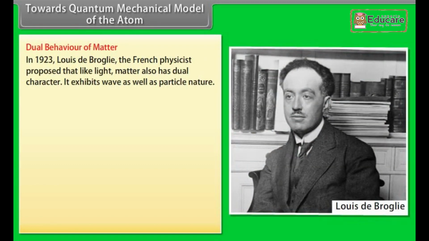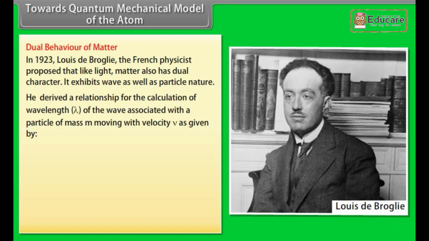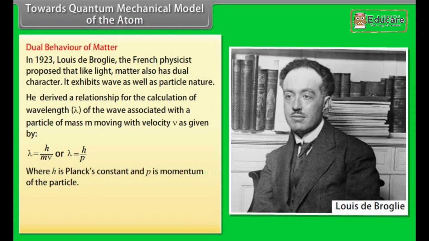In 1923, Louis de Broglie, the French physicist, proposed that like light, matter also has dual character. It exhibits wave as well as particle nature. He derived a relationship for the calculation of the wavelength lambda of the wave associated with a particle of mass m moving with velocity v, given by lambda is equal to h by mv, or lambda is equal to h by p, where h is Planck's constant and p is the momentum of the particle.